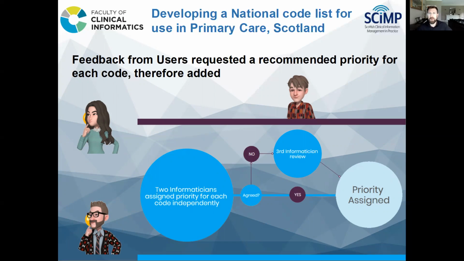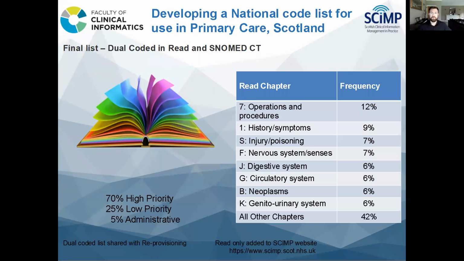Therefore, two clinical informaticians independently reviewed the entire proposed code list and came up with priorities. We then compared the suggested priorities, and if there was a discrepancy, used a third informatician to come up with an agreed priority. Overall, we had 1,260 codes, the majority of which were high priority.